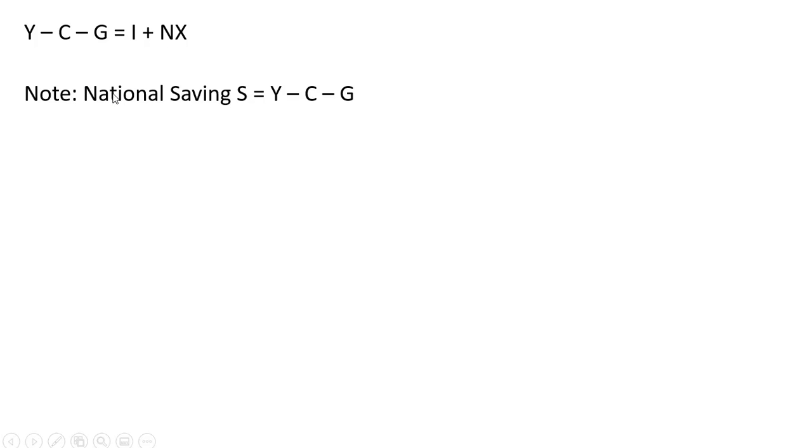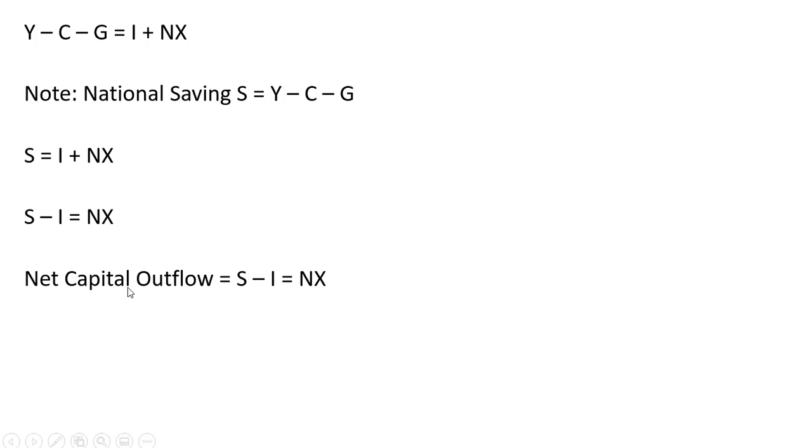The left-hand side will represent national saving. Y minus C minus G is total national saving. So we can replace that on the left-hand side, the Y minus C minus G, with just S. Or we could move investment over to the left-hand side and end up with this expression. Net capital outflow is S minus I, saving minus investment, which as we know equals net exports.